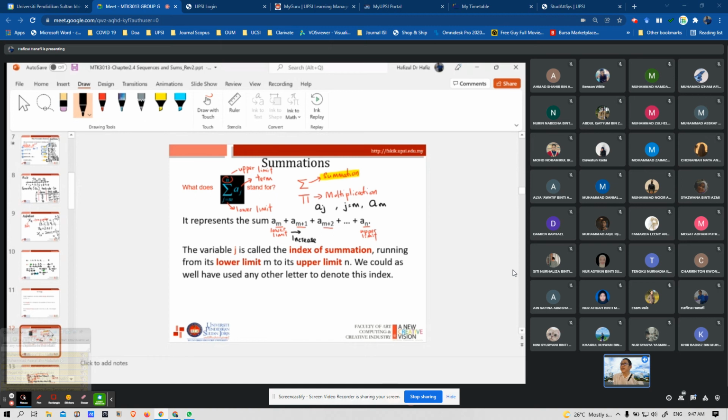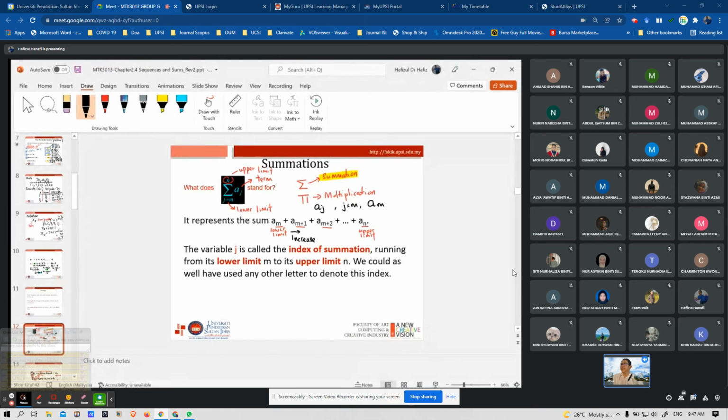Okay, and then we have summation. In summation we have the upper limit, the terms, and the lower limit, and then we have the summation. It is represented by the sum. And then the variable j is called the index of summation. It runs from the lower limit m to the upper limit n.